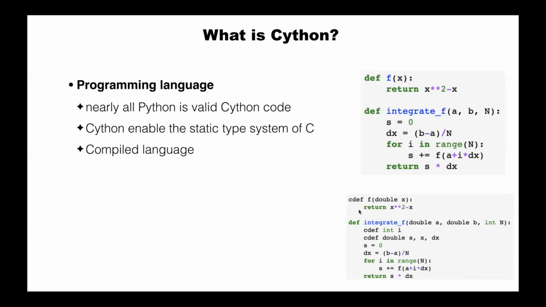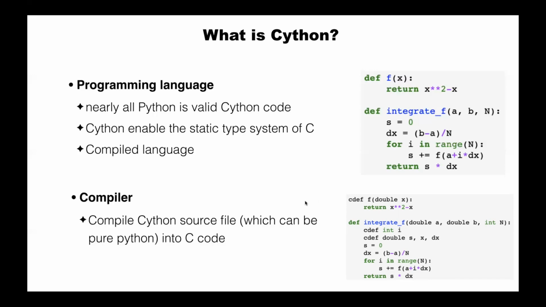In addition, Cython is also a compiled language, which means all the Cython source files need to be compiled first in order to run. And this leads to the fact that Cython is also a compiler. It can compile a Cython source file into C code, and the C code will be compiled by a C compiler into a shared object file, which can be directly imported into our Python session.